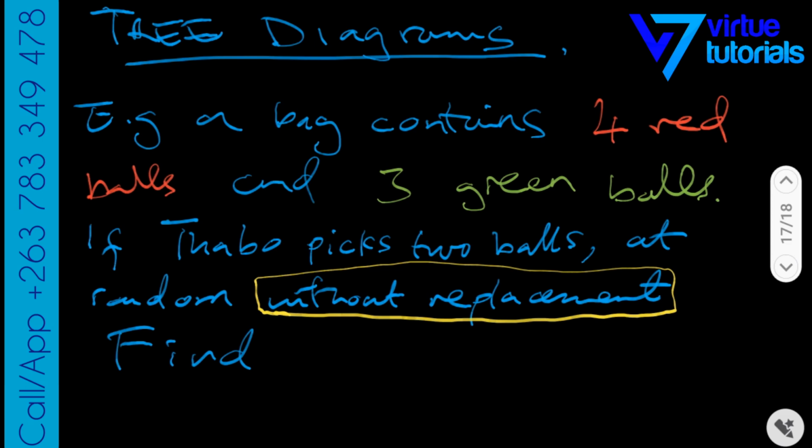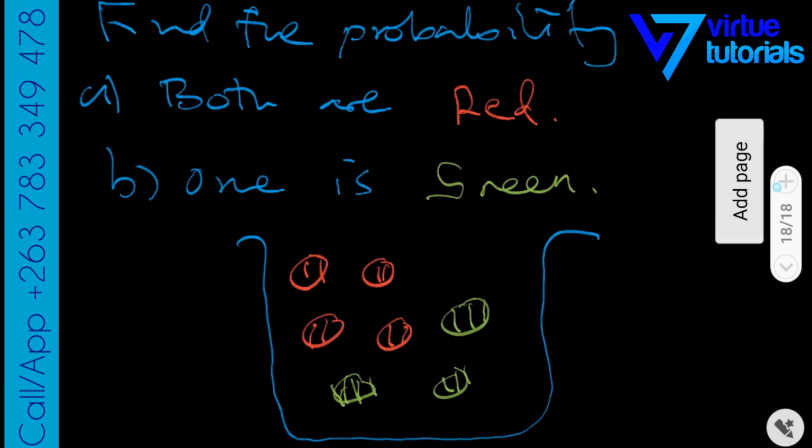By the time he picks the second ball, there's 1 ball missing, okay? So 1 ball is missing because he's picked 1. So that's the situation we have here. We have a situation where the number of balls decreases after the first pick. So let's just have a general tree diagram to show what happens there.